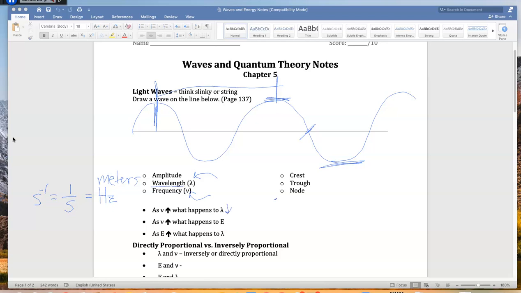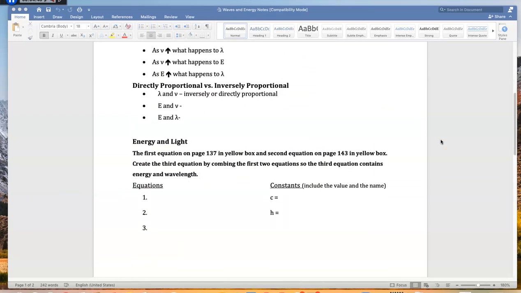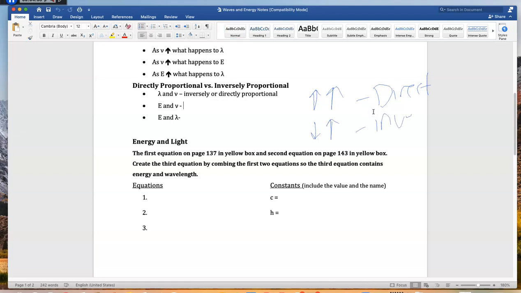All right, next one. If I increase the frequency, what happens to the energy? Up. And what about the wavelength and energy? Beautiful. We talked about this last time. Inversely and directly proportional. If both of them go the same way, that's called directly proportional, right? And if one goes the opposite way, that would be inversely. We all caught up?